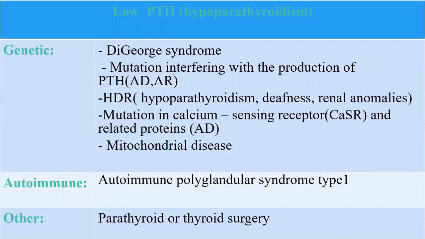The autoimmune causes of hypocalcemia associated with low PTH include autoimmune polyglandular syndrome type 1, and other causes include removal of the parathyroid glands during thyroid surgeries.